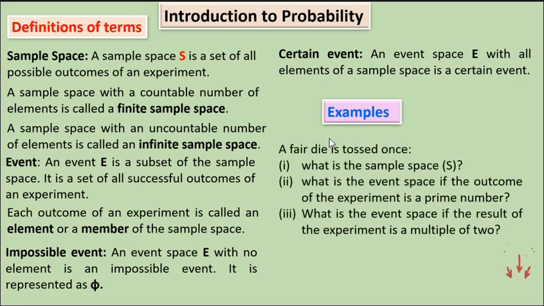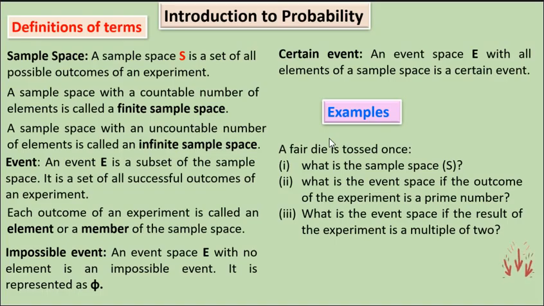Now let's look at an example. A fair die is tossed once. When we say a fair die, we are talking about a die that gives equal chances to each member on its faces, 1 to 6. What is the sample space? If I toss a die, what will be the sample space?